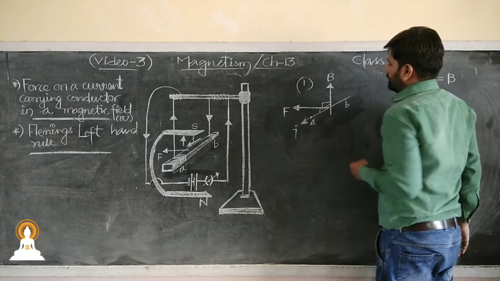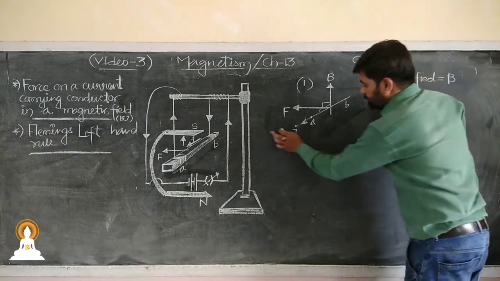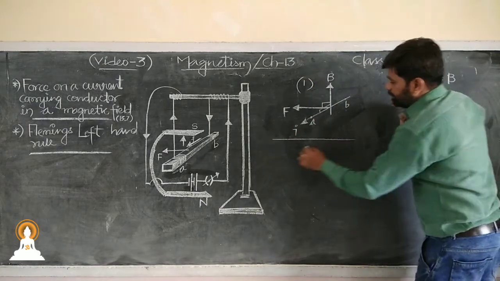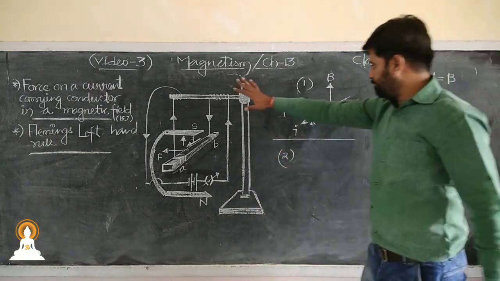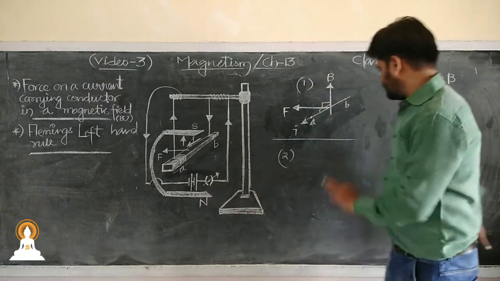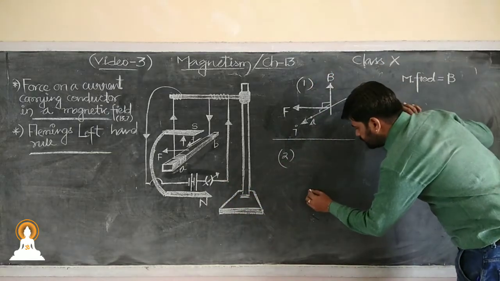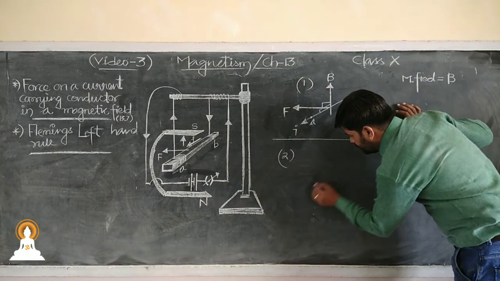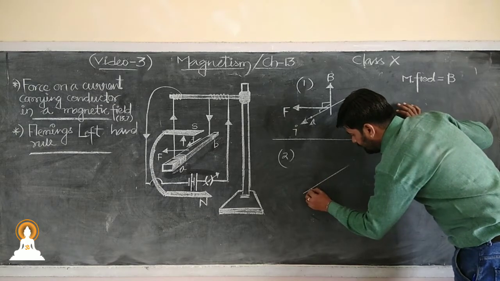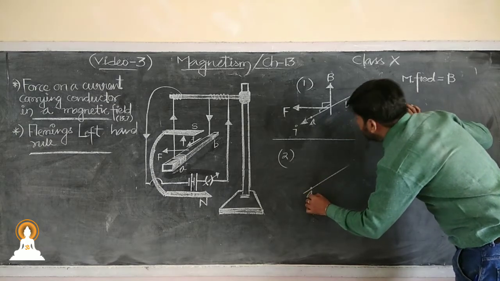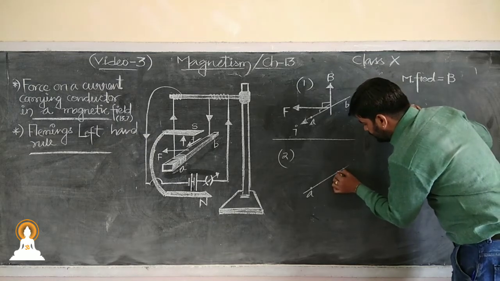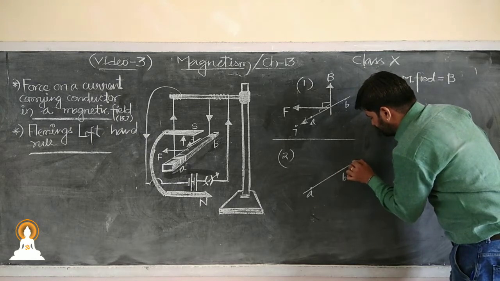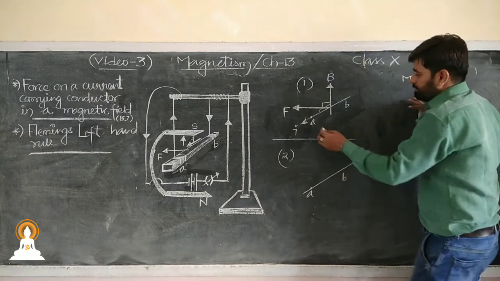Now case 2. In case 2, we are going to change the direction of current. I am not changing anything else, but the direction of current. Suppose the rod AB is as it is, this is A and this is B. This time the direction of current is in the backward direction, into the page.